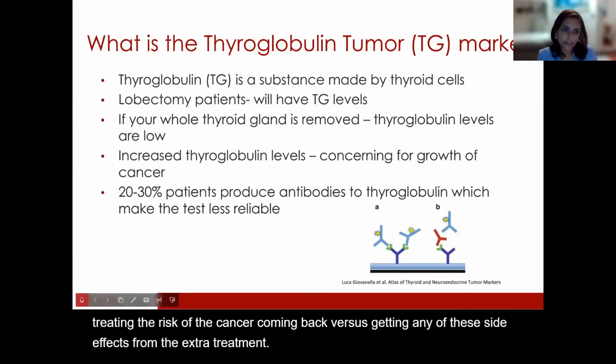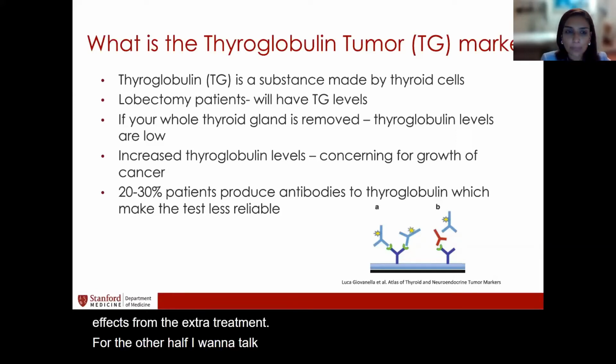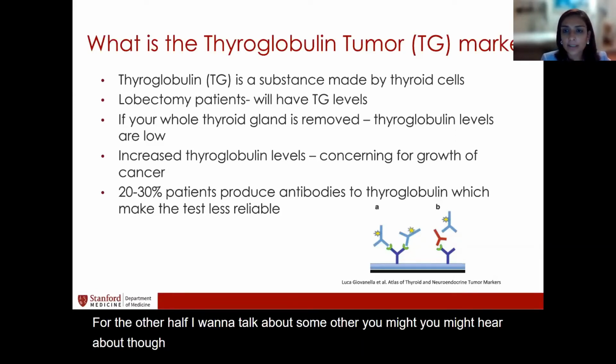For the latter half, I want to talk about some other terms that you might hear about. Thyroglobulin, TG, is the tumor marker. Thyroglobulin is a substance, a protein that's made by thyroid cells.